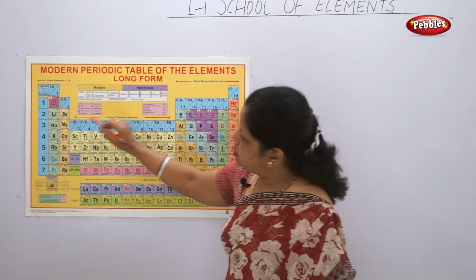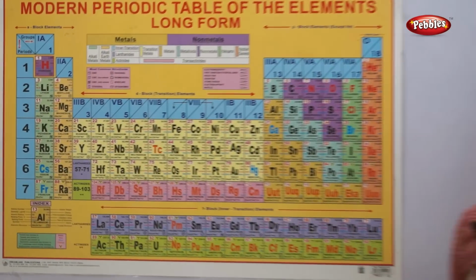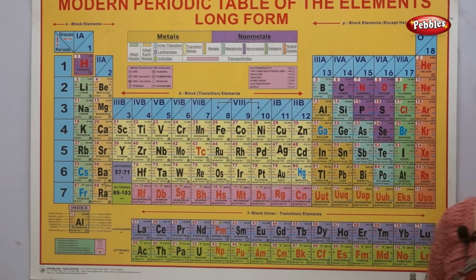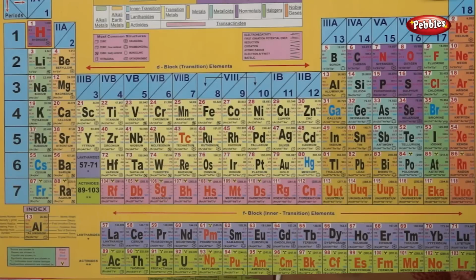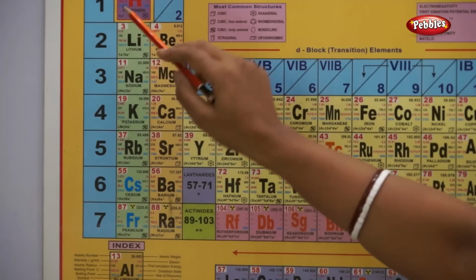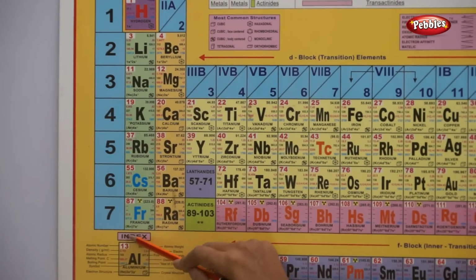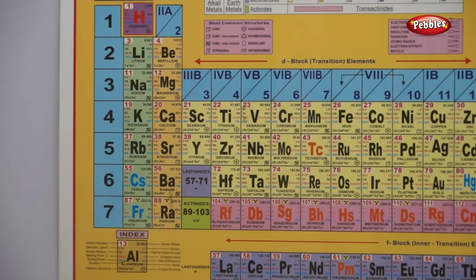Now, the first group and second group. What is the speciality of them? I am talking of groups now. As you go down the group, the number of shells goes on increasing. What are shells? Shells are where the electrons are arranged around the nucleus. The first group will have one shell increasing each time. But there is a condition: the number of shells increases, but the number of valence electrons remains the same.